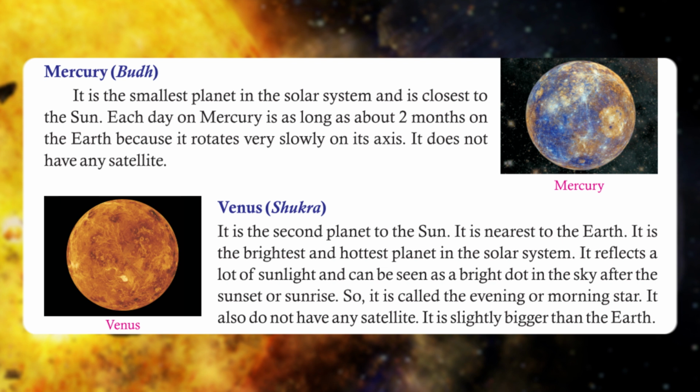Venus, Shukra. It is the second planet from the Sun. It is nearest to the Earth. It is the brightest and hottest planet in the solar system. It reflects a lot of sunlight and can be seen as a bright dot in the sky after sunset or sunrise. So, it is called the evening or morning star. It also does not have any satellite. It is slightly smaller than the Earth.